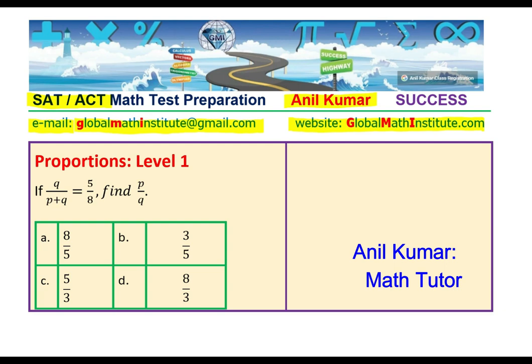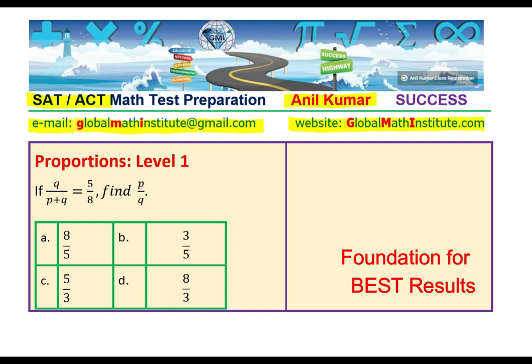Now, we'll begin with simple questions based on proportion. If Q over P plus Q is 5 over 8, find P over Q. Four options are given to you. There could be many ways to do it. Here is a very simple strategy.